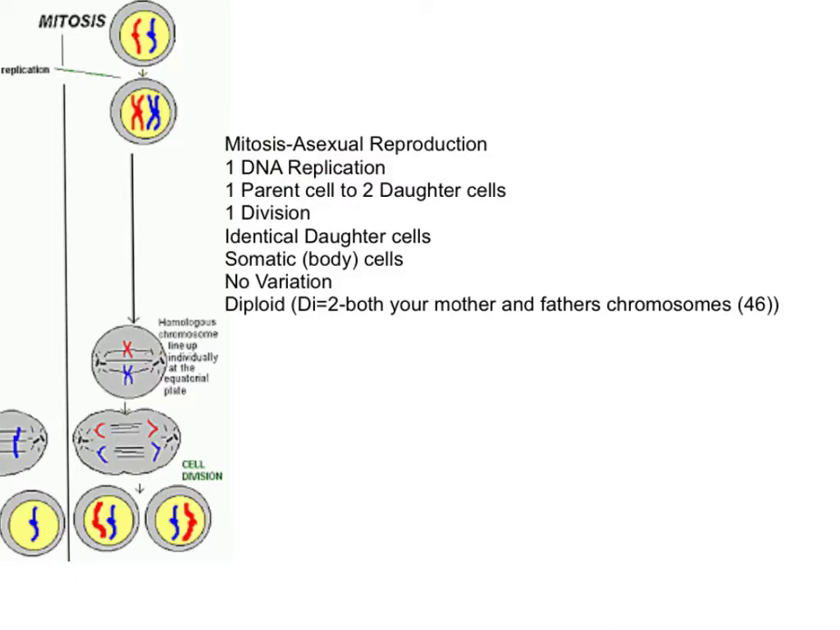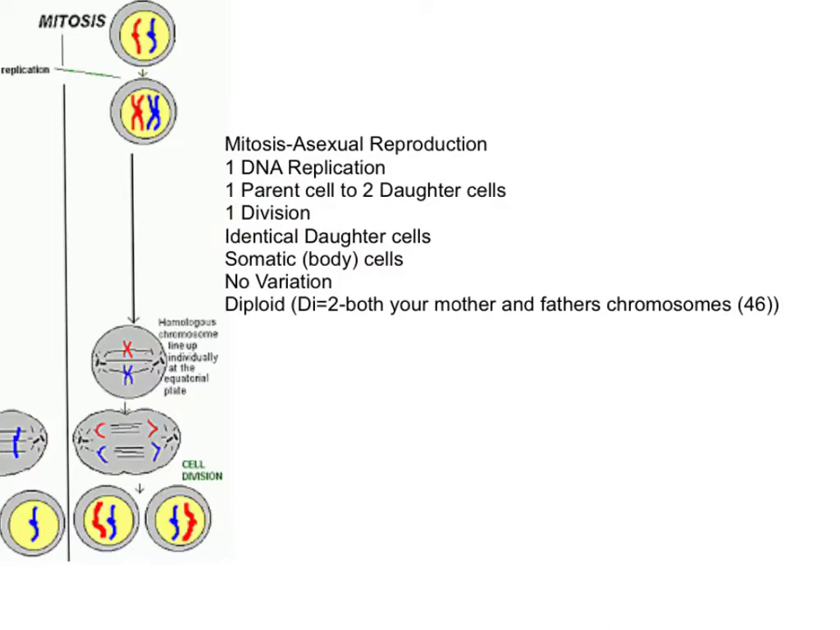We know that in mitosis, it undergoes only one DNA replication, meaning that the DNA only copies once. We know in mitosis that we go from one parent cell, as you can see here at the top, to two daughter cells that you can see here at the bottom. So since I'm going from one to two cells, I only undergo one division, meaning that my cell only splits once.